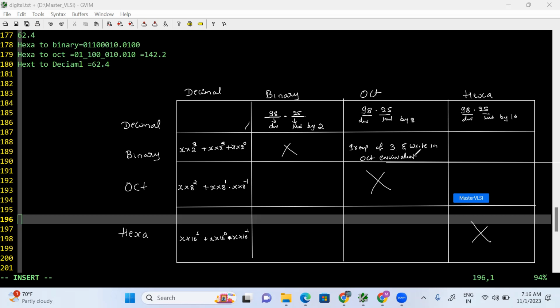What do you mean by write in octa equivalent? 0, 1, 0 you are getting. You have made a group of 3. 0, 1, 0 means 2. Enough now? Okay, chalo, next.